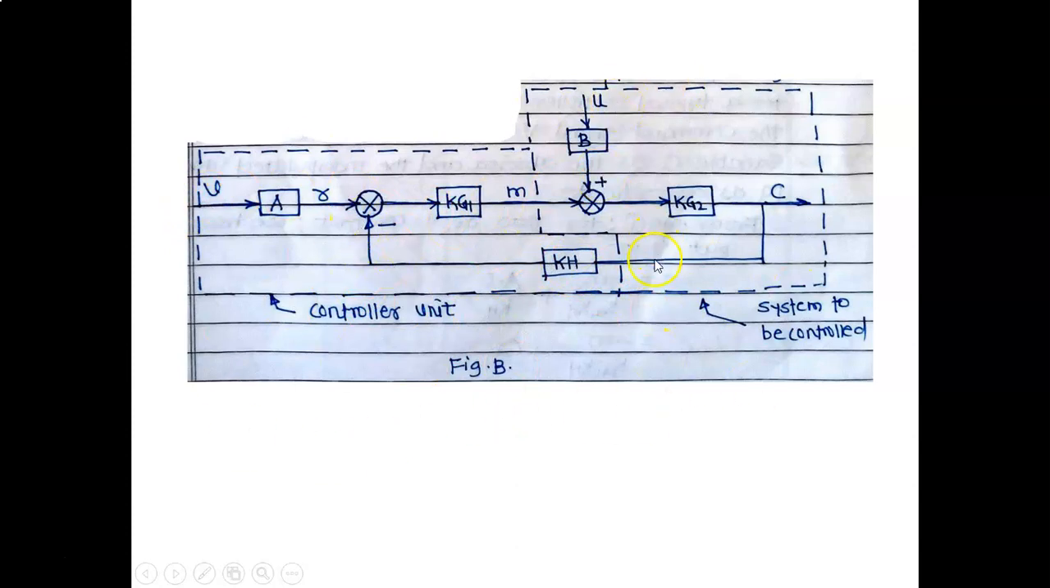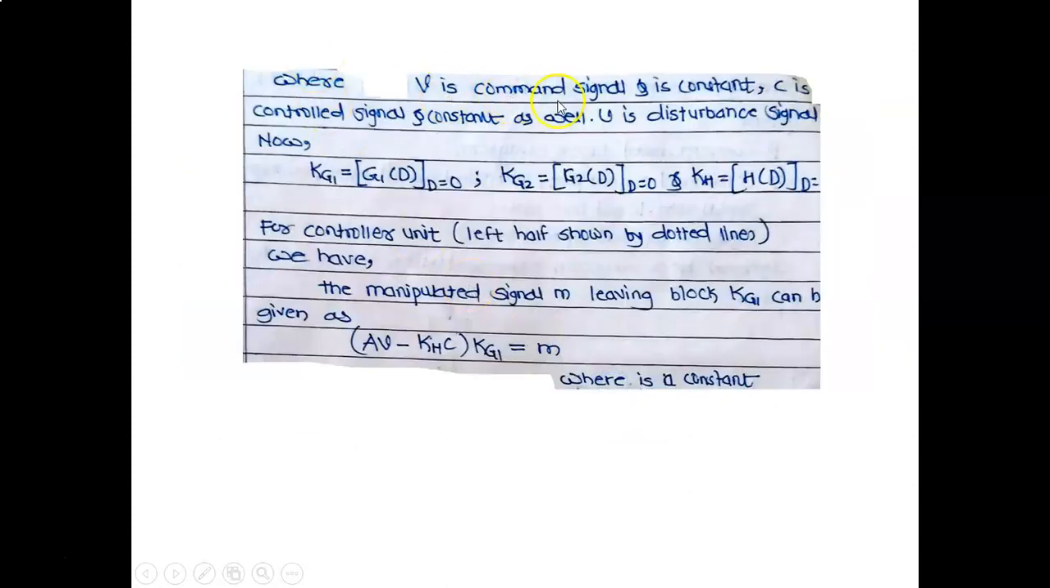Therefore we will see different equations from this diagram, where V is the command signal, C is controlled signal and constant, as well U is disturbance signal. Now Kg1 is equal to G1 of D at D is equal to 0, Kg2 is equal to G2 of D at D is equal to 0, and Kh is equal to H of D at D is equal to 0.